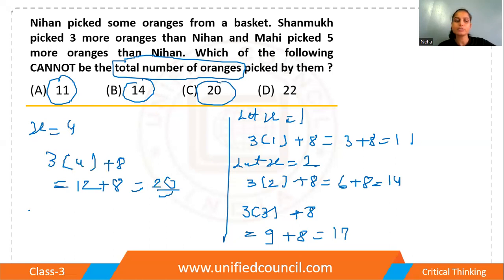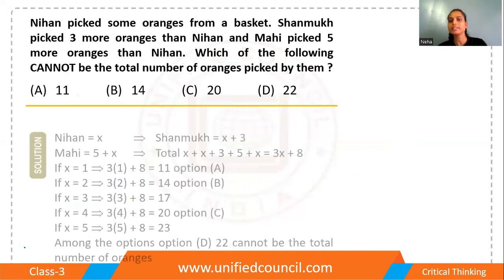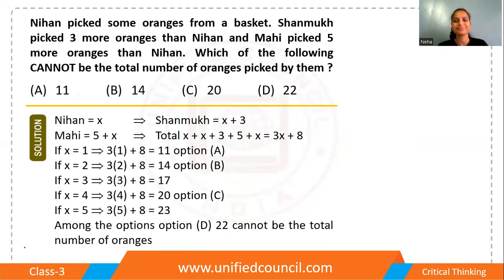Let's suppose X is equal to 5. So this becomes 3 into 5 plus 8. 15 plus 8. That means this is 23. Right? But this is 22. That means this cannot be the answer. The rest are possible. Okay? The correct answer is option D, 22. Clear?